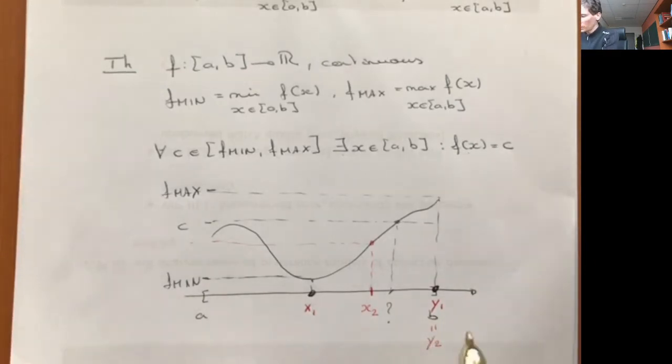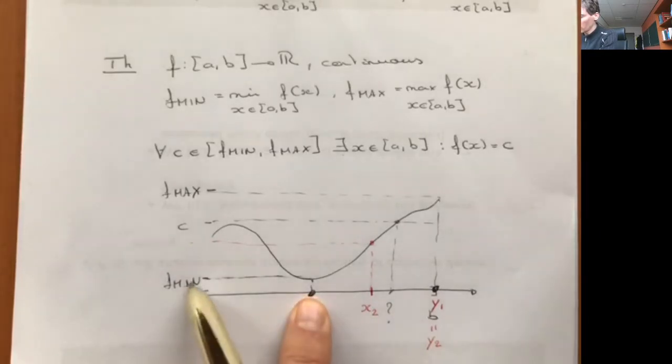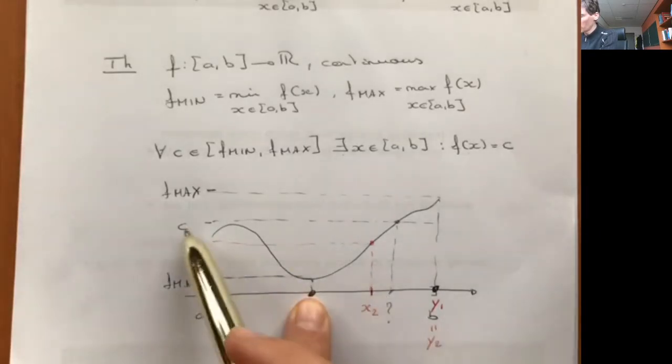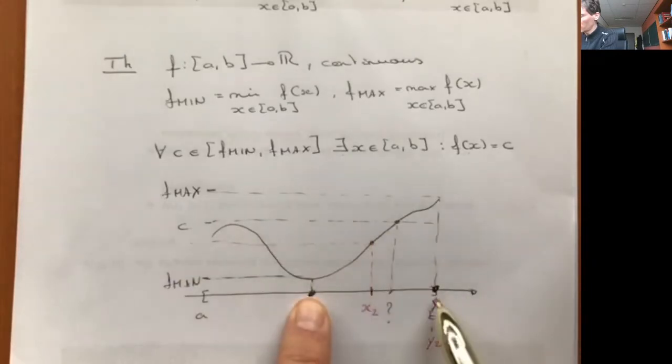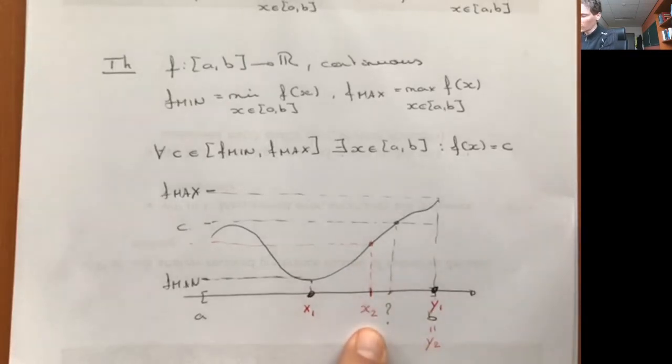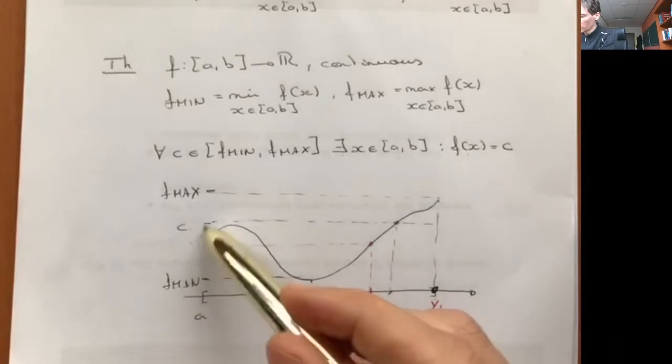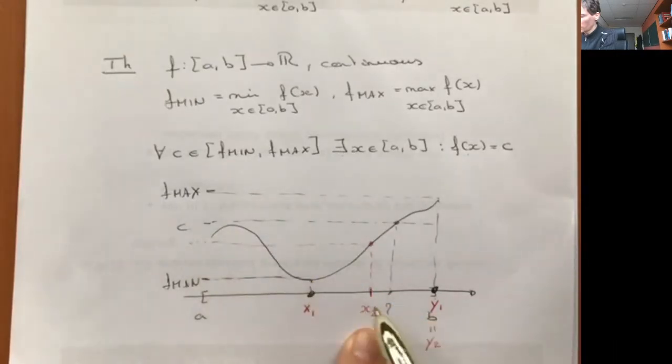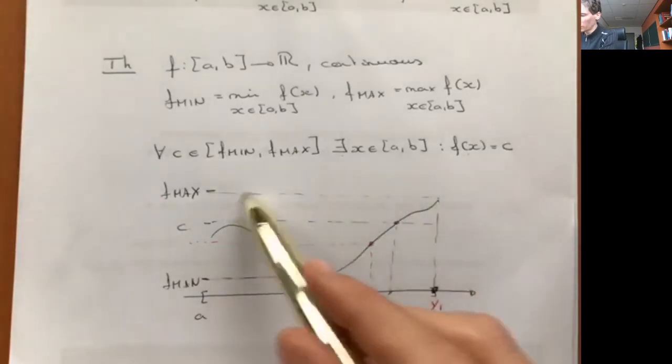So what's the idea of the algorithm? At the starting point, I know that the function value of x1, which is this one, is below c, and c is below the function value of y1. Okay. Then I split the interval in two. And here I see that the function value is still below c. So instead of x1, I can replace this by x2. And y2 here will still have a function value above c.